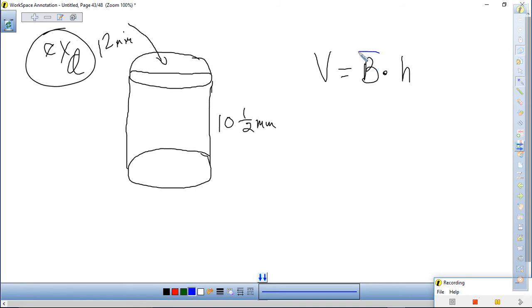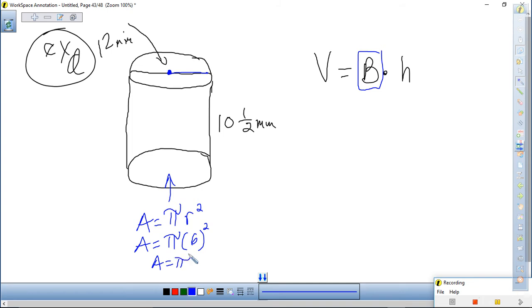So we need to figure out what? The area of the base. What does the base look like? A circle. So therefore, for this base, I'm going to write area equals pi r squared. Area equals pi times, what is r? The radius, which is half of the diameter, right? What is half of the diameter? 6 squared. Area equals pi times 6 squared, which is 36.